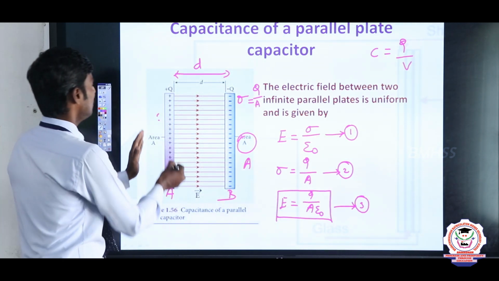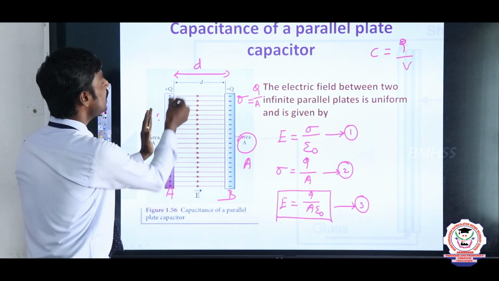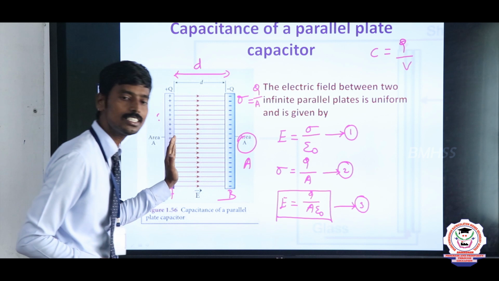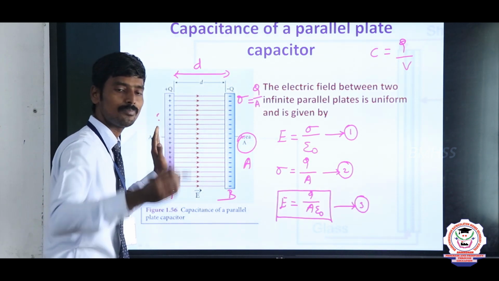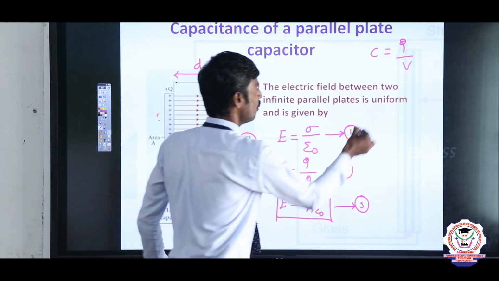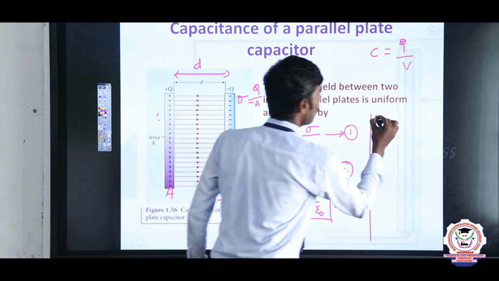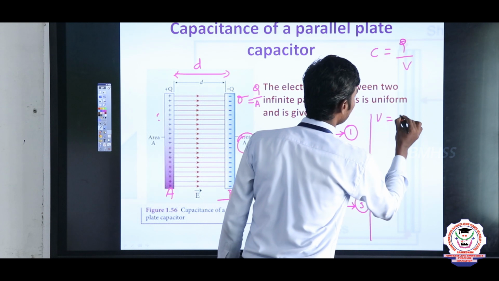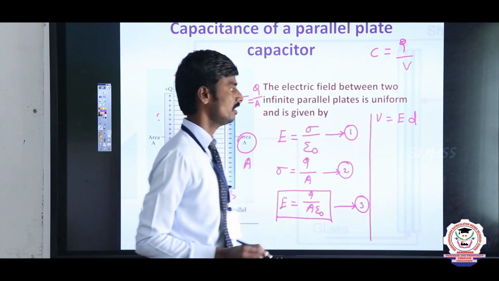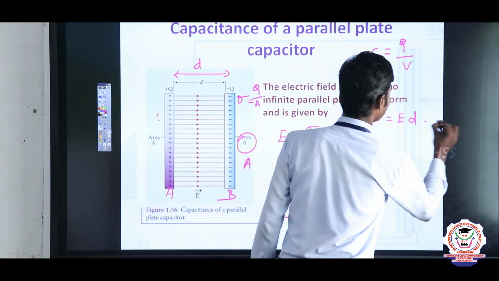Now, the potential difference between the two plates. How much is the potential difference? Now finding the value of the potential difference between the two plates, V equal to the general expression E into D. This is equation number 4.